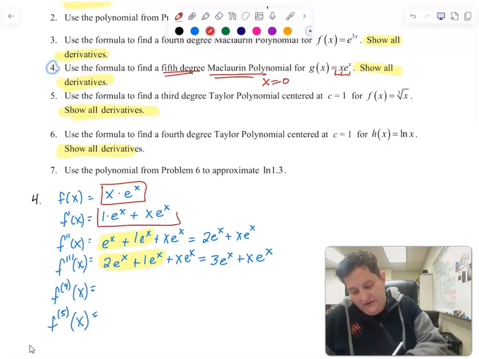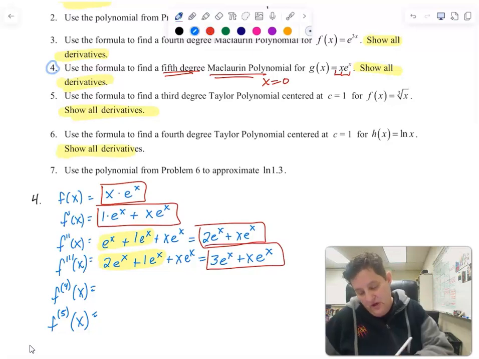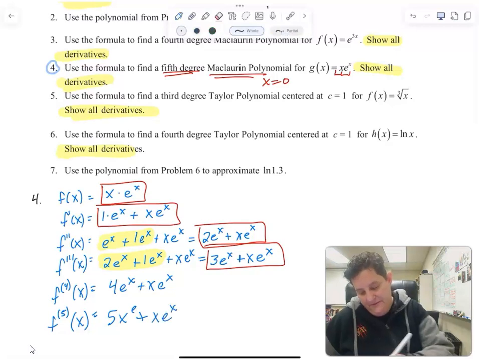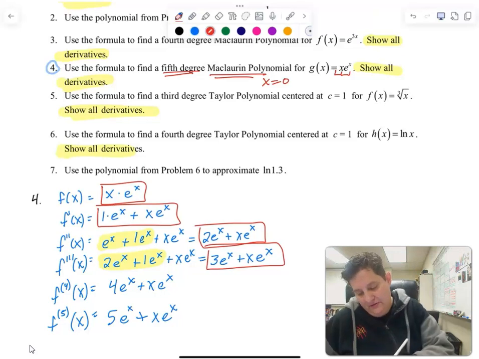So x e to the x, 1 e to the x plus x e to the x, 2 e to the x plus x e to the x, 3 e to the x plus x e to the x. So I think this is going to be 4 e to the x plus x e to the x, and 5 e to the x plus x e to the x. Okay. Alright, and so here are all my derivatives.